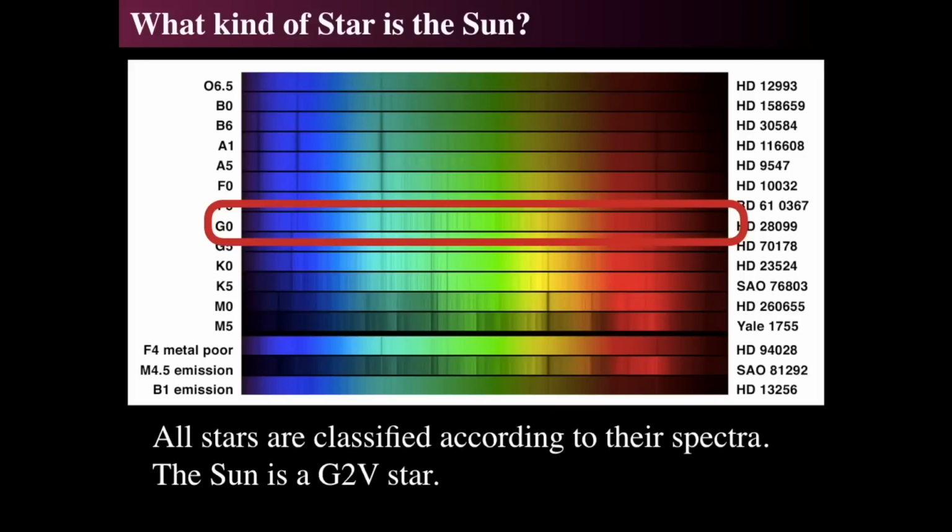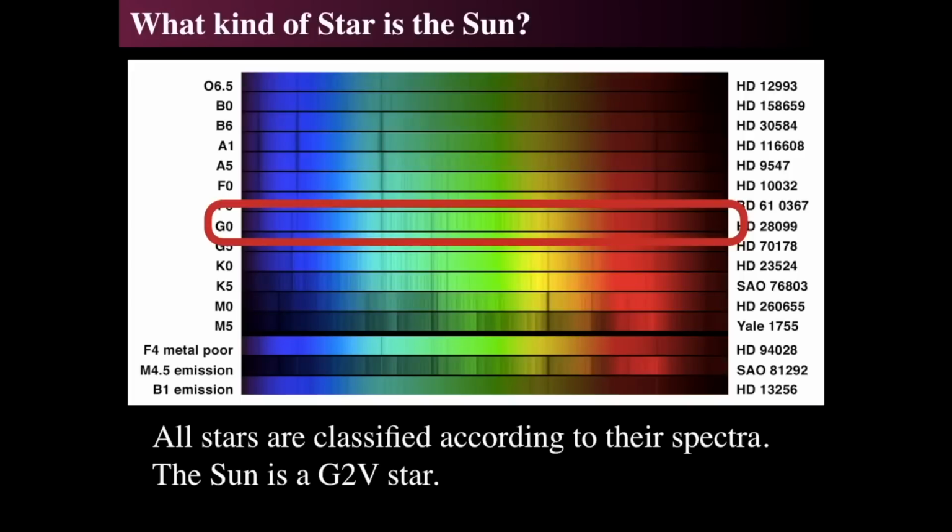All right. Next, what kind of star is the sun? If we take the light from the sun, pass it through a prism, and then compare it to other stars, what we find is that the sun is what we call a G-type star, and specifically it is a G2, which means it's a little bit cooler than a G0, and it is a main sequence type star.